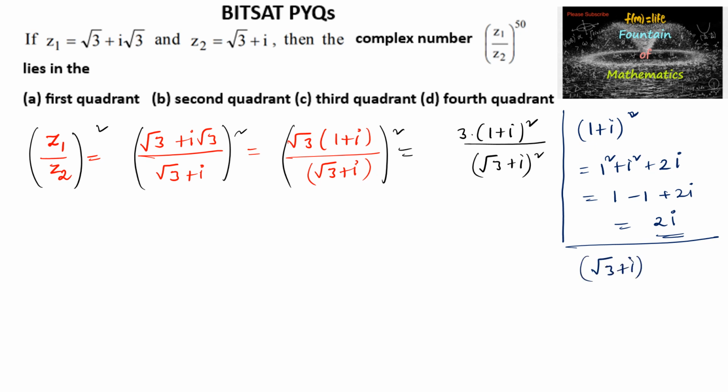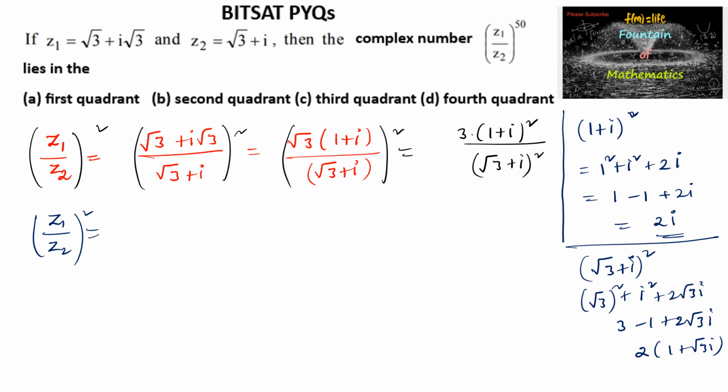Similarly, (root 3 plus i) whole square is equal to (root 3) whole square plus i square plus 2 root 3 i. That is 3 minus 1 plus 2 root 3 i, that is 2 times (1 plus root 3 i). So we can write here (z1 by z2) whole square is equal to 3 times 2i divided by 2 times (1 plus root 3 i), which can also be written as 3i divided by (1 plus root 3 i).